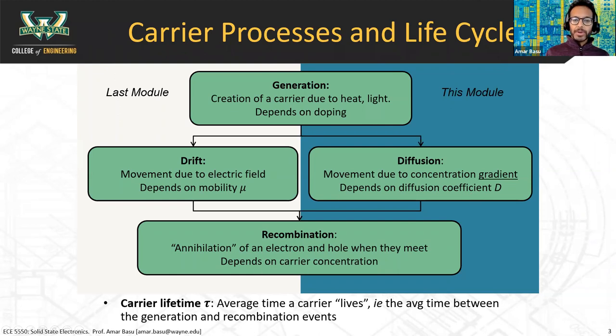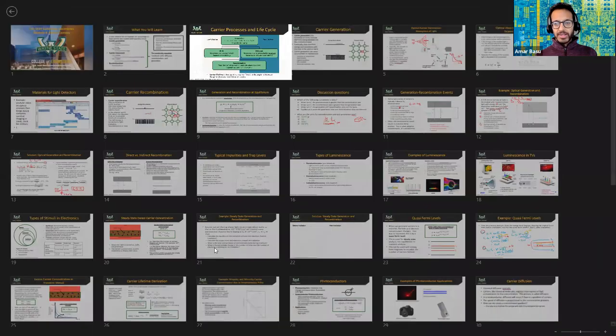And then after some period of time, the carrier lifetime, which is on the order of picoseconds to microseconds, you have a recombination event where the electron or hole disappears. So there really isn't much time for it to drift and diffuse, but this process just happens over and over again. So on average, you end up seeing average drift, average diffusion, and so on. Okay, so let's get right to it.